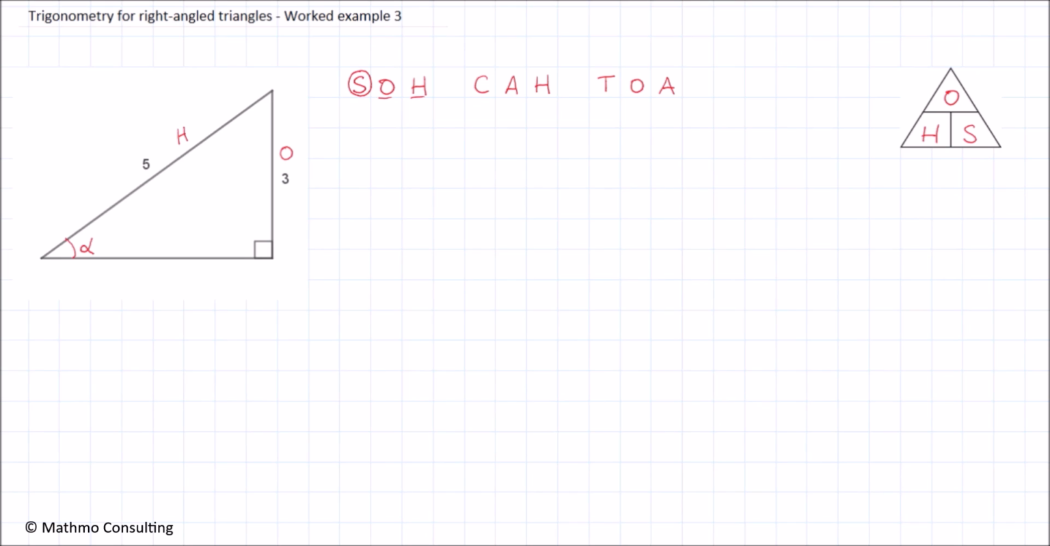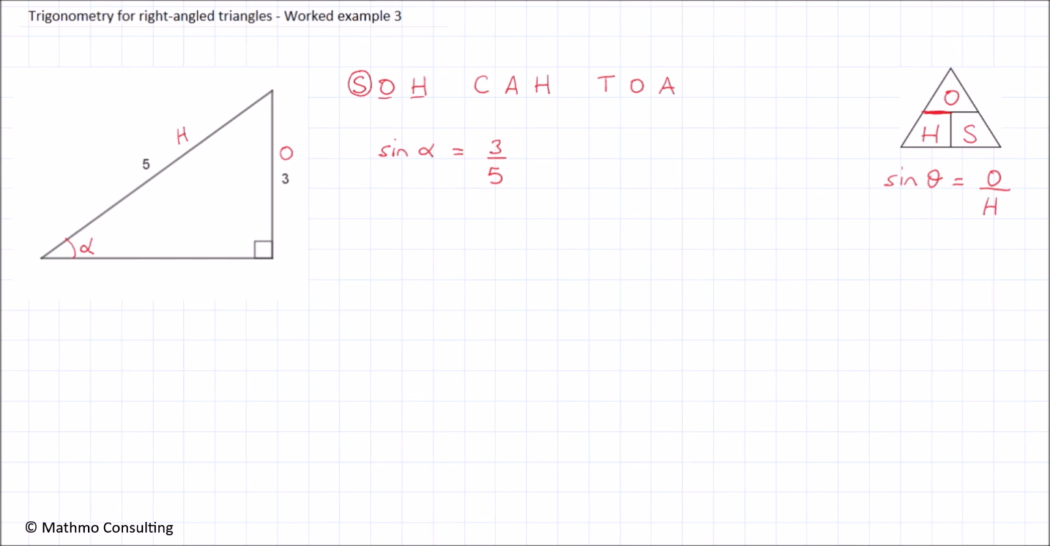And this time, we're looking for the angle. So that tells us that sine of the angle is opposite over the hypotenuse. So I'll just write that out for you. Sine of the angle is equal to O over H. So that means we can write that sine of alpha is equal to 3 over 5. And here's the clever bit. We need to undo the sine function.